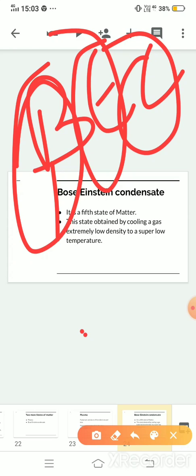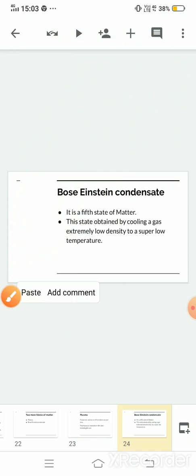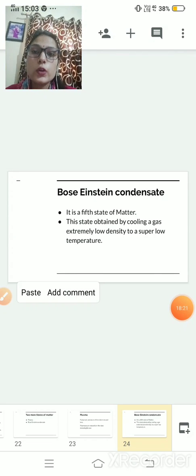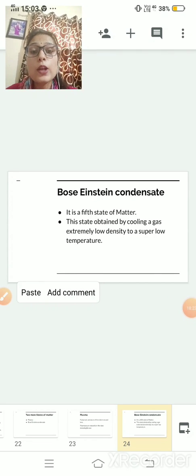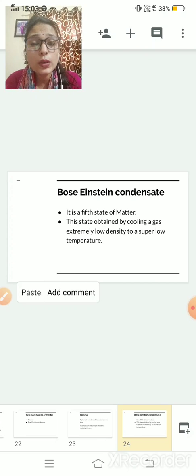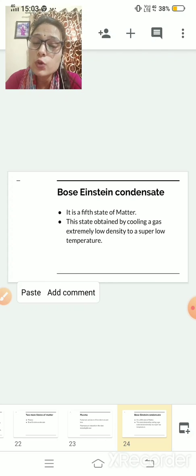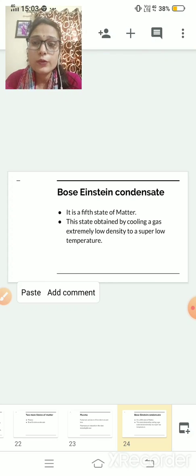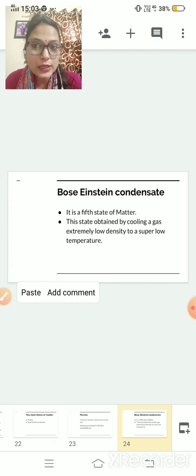And how did they achieve this state? By cooling a gas of extremely low density to a super low temperature. Clear? How will you obtain it? You will obtain this state by cooling a gas at extremely low density to a super low temperature. Clear? With this, your first chapter of chemistry is completed. I think everything is clear to you.